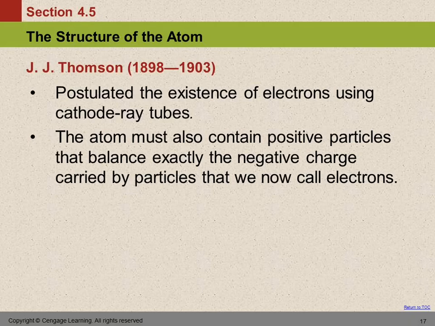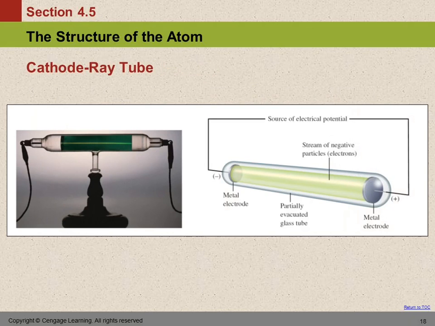So the atom has electrons in it that have a negative charge, but overall the atom has no charge. So if there's negatives, there must be some positives to balance those out. So here's a picture of the cathode ray tube. It's a lot like a fluorescent lamp.